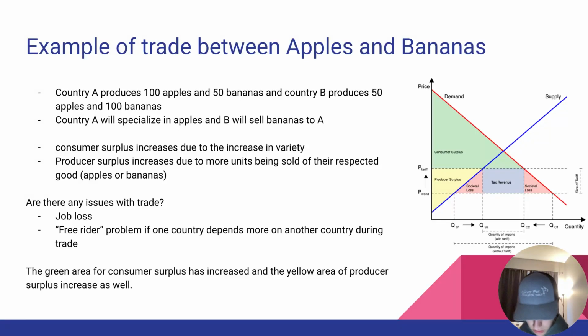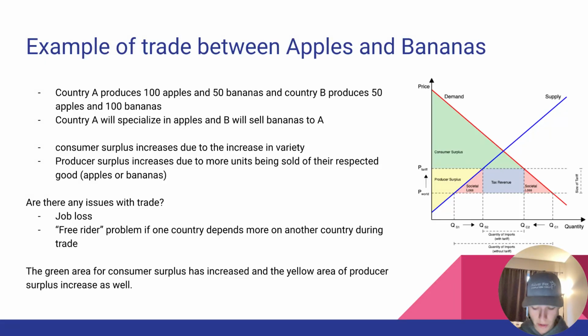After specializing in those goods with the agreement of trade, consumer surplus increases due to the increase in variety and quantity of each good, and producer surplus increases as well due to more monetary gain since there's a loss of cost producing both goods at the same time, which occurs without trade. Each country is producing the good in which they have a comparative advantage, which betters both countries.